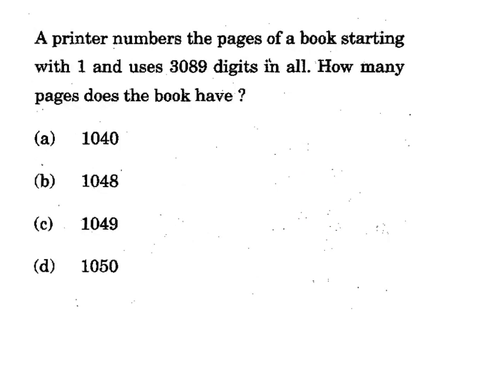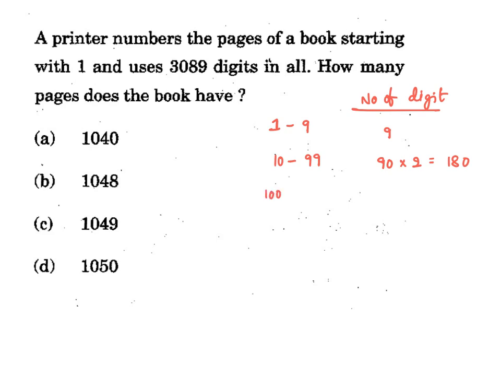A printer numbers the pages of a book starting with 1 and uses 3089 digits in all. How many pages does the book have? In order to print from 1 to 9, these are single digit numbers. Number of digits used. Single digit, so it will be using one digit at a time, so it is 9. From 10 to 99, 90 numbers. Each and every number uses 2 digits. Therefore, number of digits used 180.